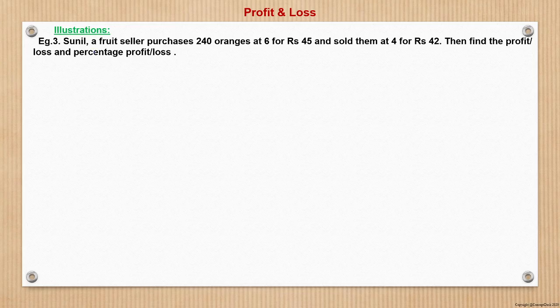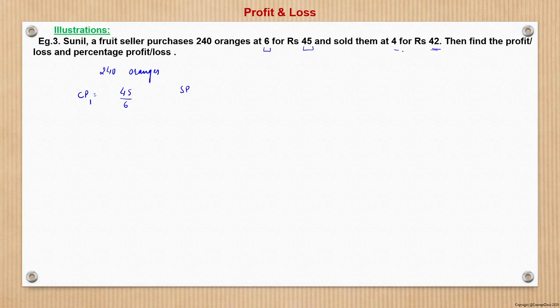Question number 3 says that Sunil, a fruit seller, purchases 240 oranges at 6 for rupees 45. So, 240 oranges. What is the cost price? Cost price of one orange will be what? 45 by 6. He has purchased 6 oranges at 45 rupees. So one orange will be 45 by 6. Similarly, selling price, he sold them at 4 for rupees 42.